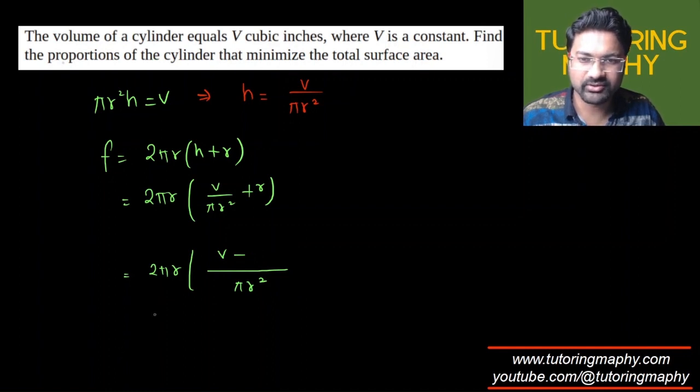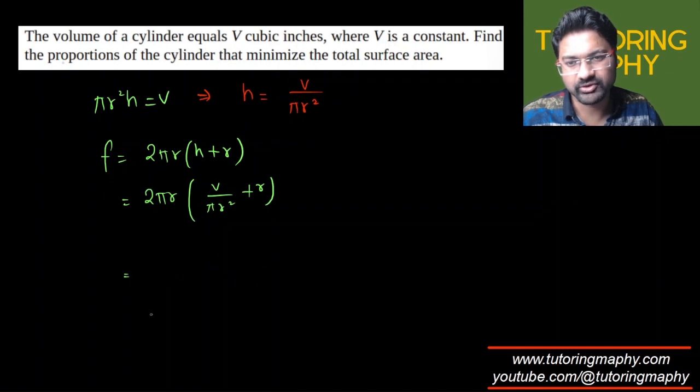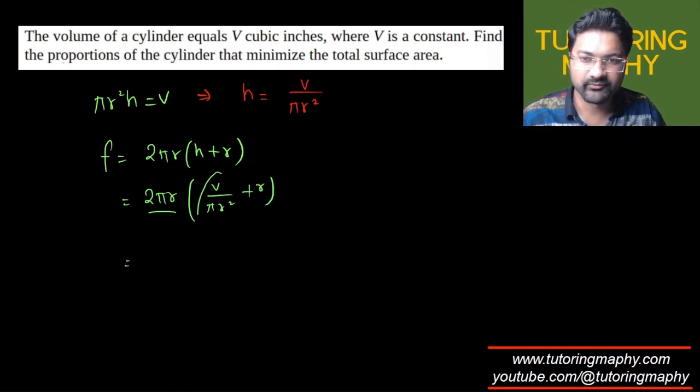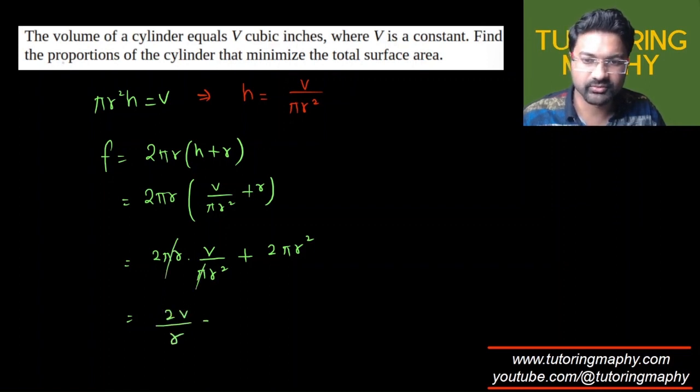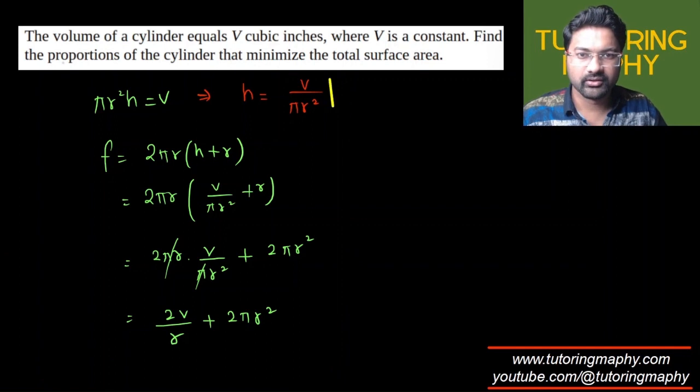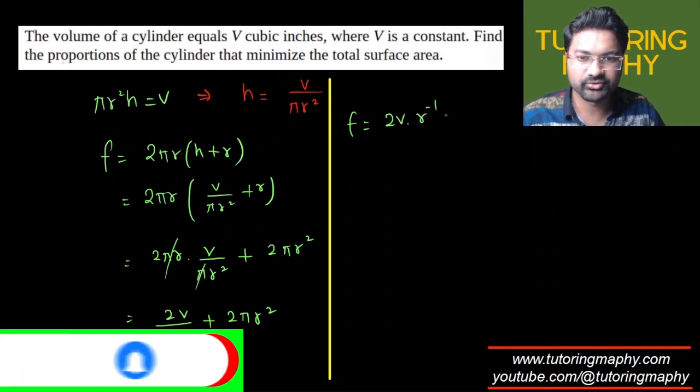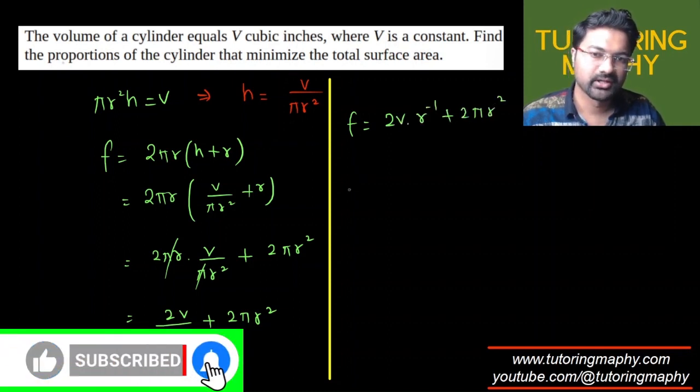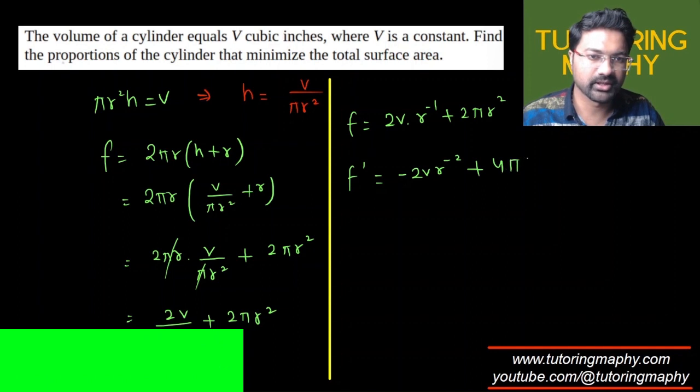Let's not take the LCM. I'm just going to distribute. 2 pi r multiplied with V over pi r squared is going to look like 2 pi r times V over pi r squared, plus 2 pi r times r, which is 2 pi r squared. Pi and pi is gone, so it will become 2V over r, because r over r squared is just 1 over r, and this is 2 pi r squared over here. So the function is 2V times r raised to minus 1 plus 2 pi r squared. Let's find f prime. That's going to be minus 2V r raised to minus 2 plus 4 pi r over here.